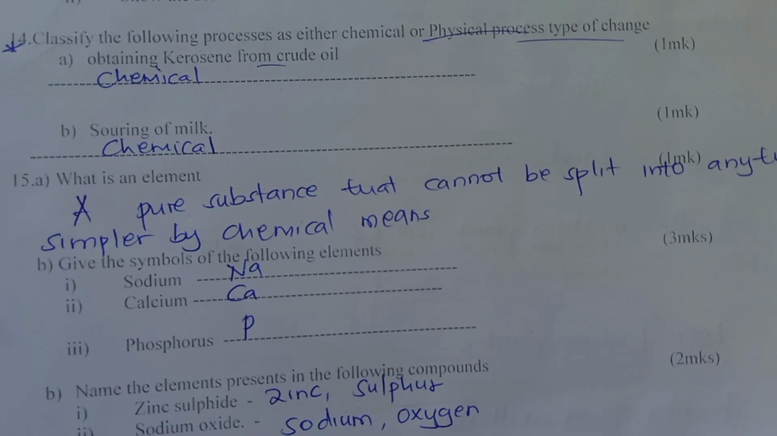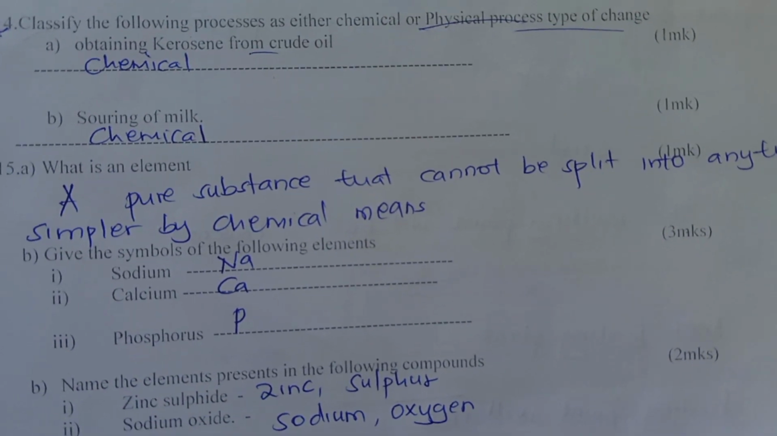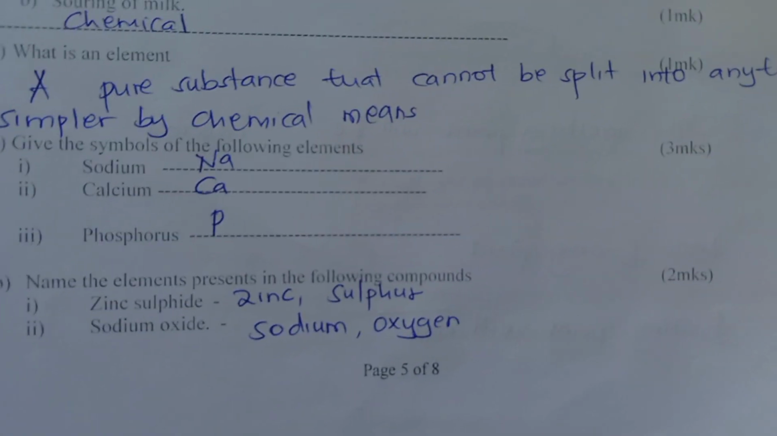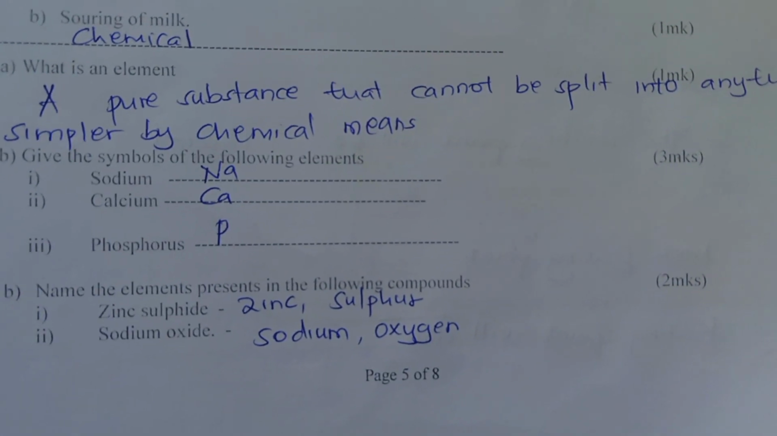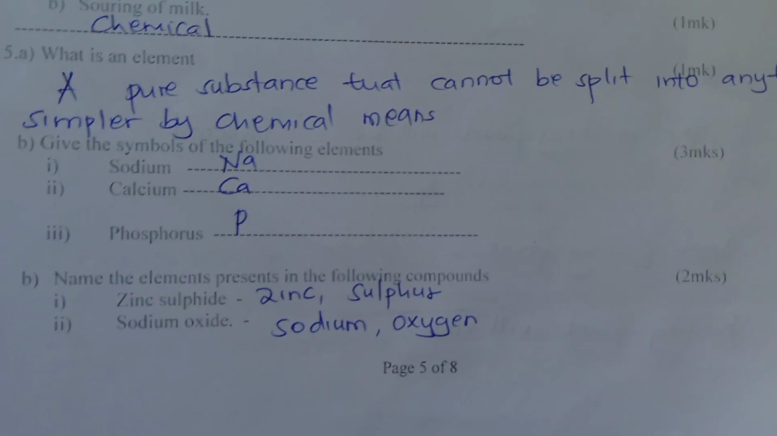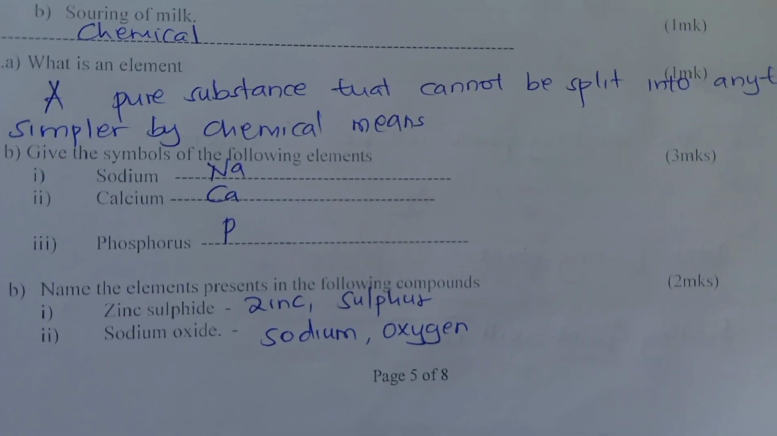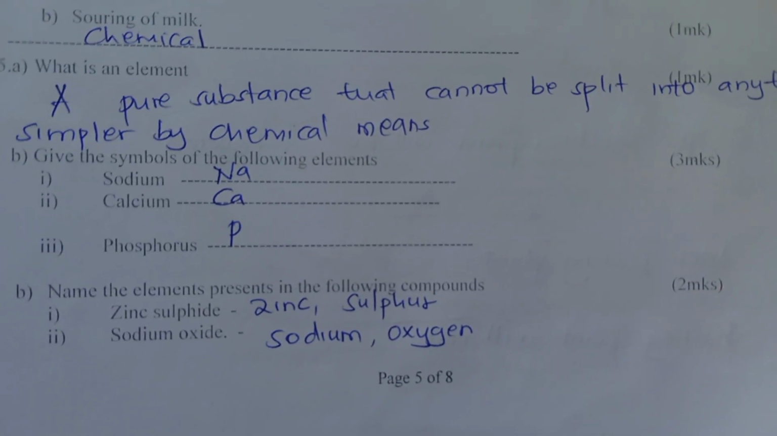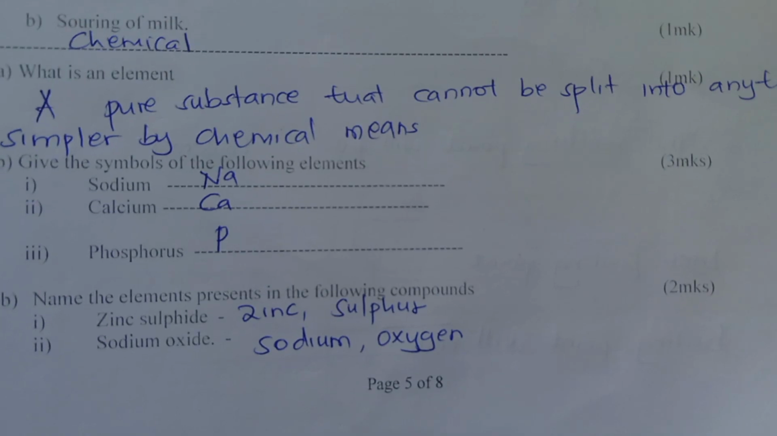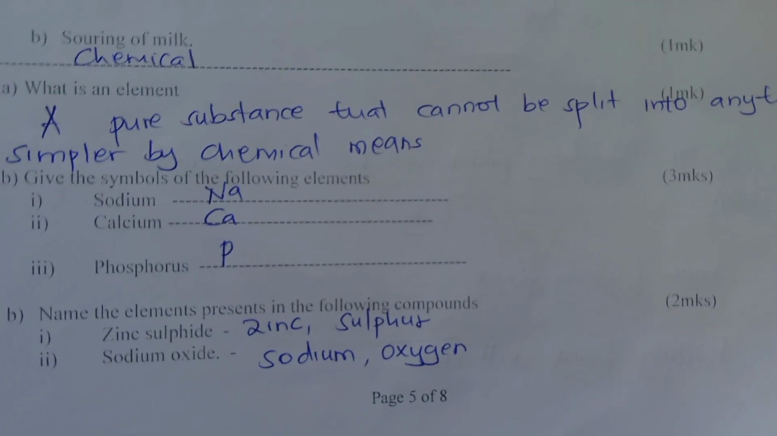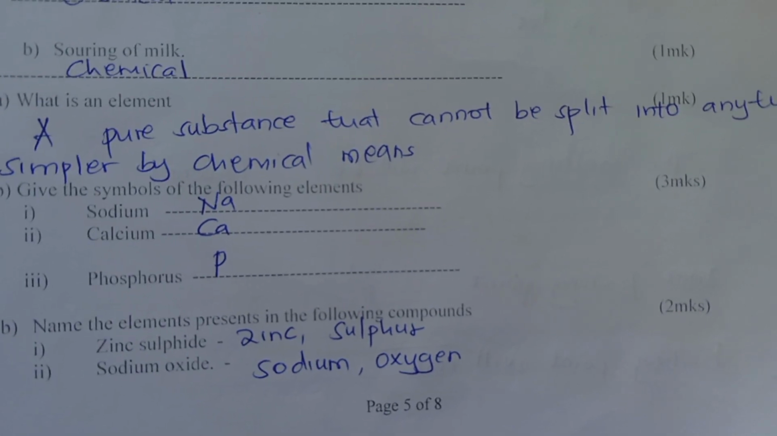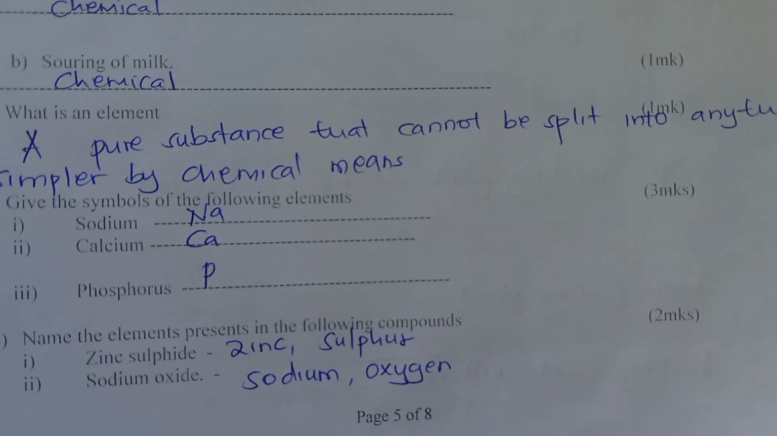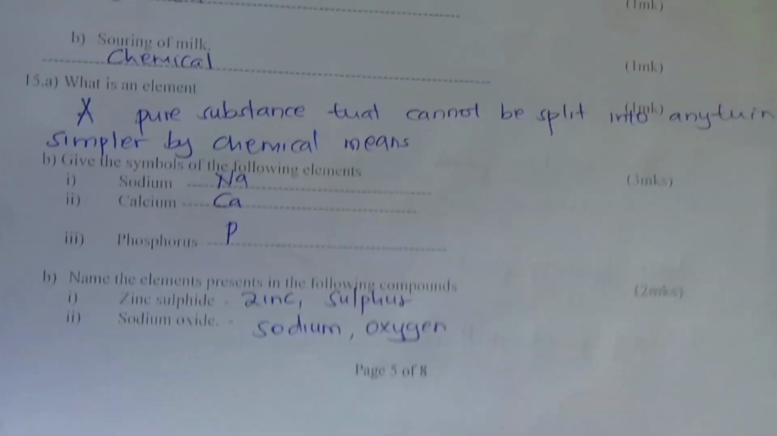Classify the following processes as either chemical or physical: obtaining kerosene, physical; souring of milk, chemical. What is an element? It's a pure substance that cannot be split into anything simpler by chemical means. Give the symbols of the following elements. Sodium is Na, calcium is Ca, phosphorus is P. Name the element present in the following compound. Zinc sulfide, the -ide ending means that the compound has 2 elements, that is zinc and sulfur. Sodium oxide, again -ide, it has 2 elements, sodium and oxygen.